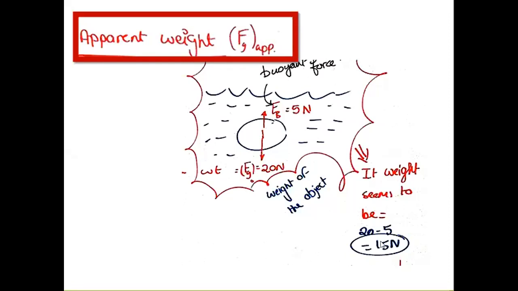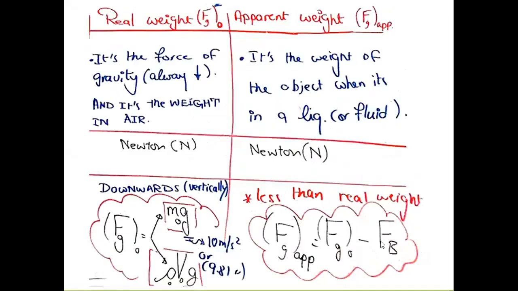So it seems to be 15. This is the apparent weight. It's smaller than the real weight. Why? Because of the effect of the buoyant force, which is opposite to the real weight. So here we said the apparent weight, F_g apparent, equals F_g, which is the real weight, minus the buoyant force. Is it clear now, inshallah? Yeah. Thank you. Welcome.